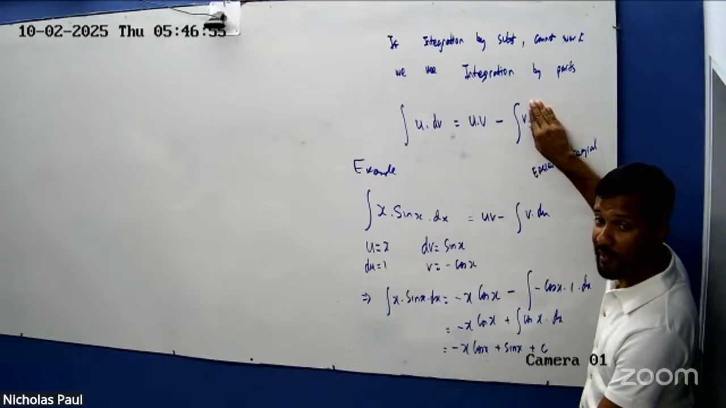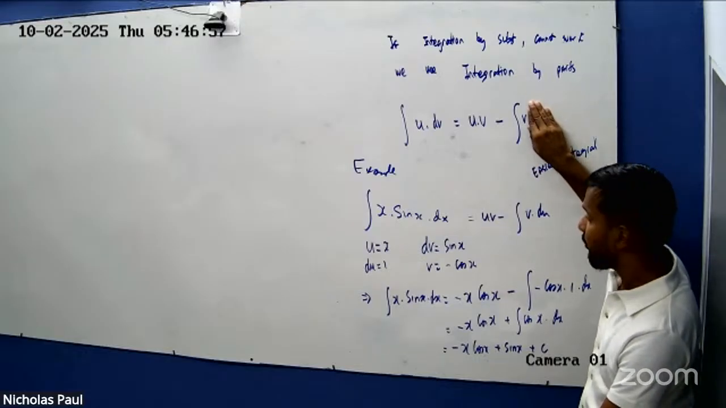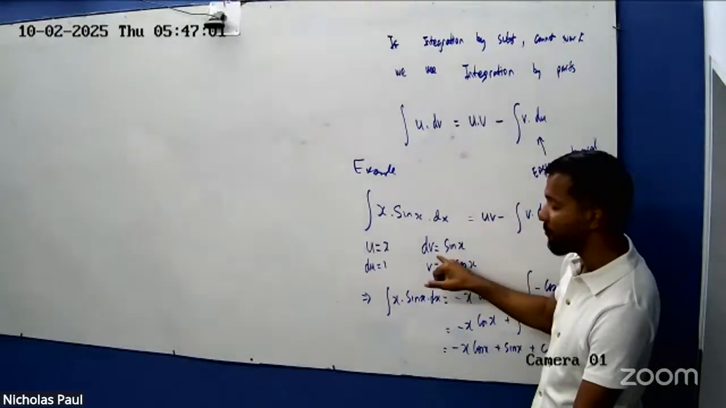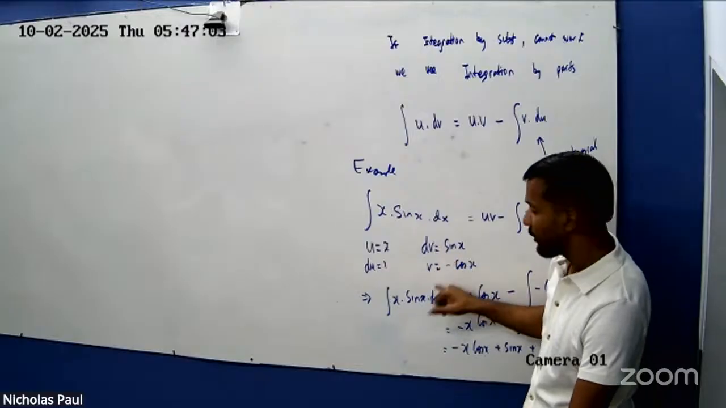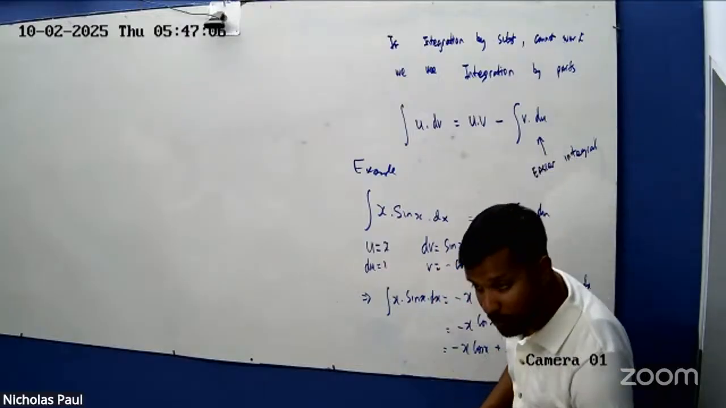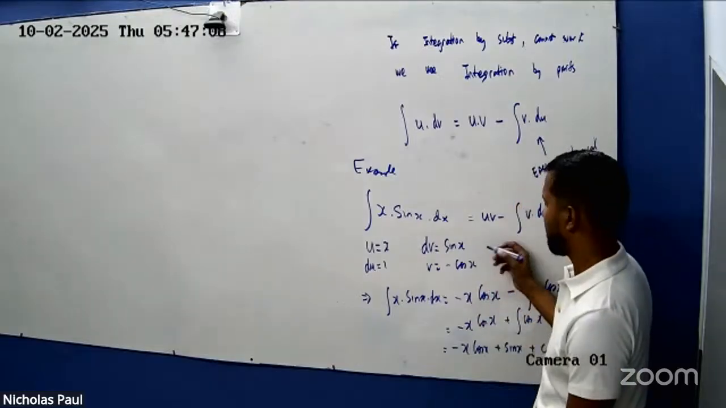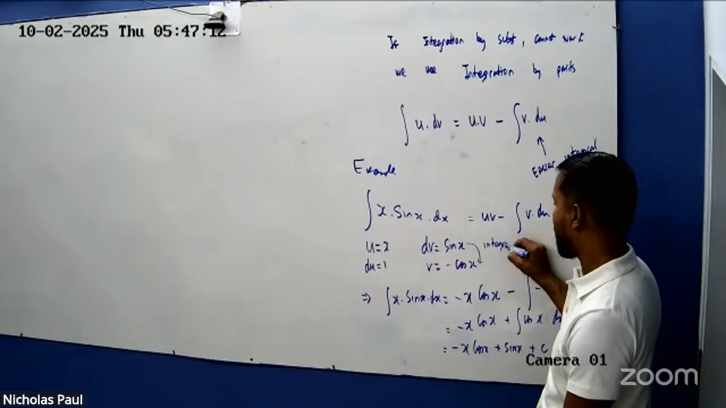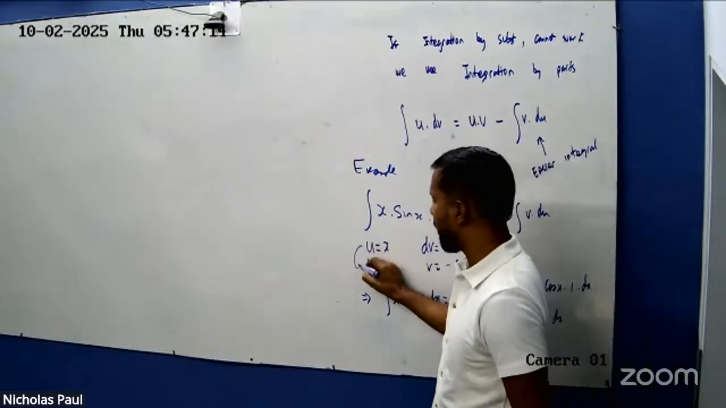So when you have to integrate v, how do I get v? If you have the differential, how do you get back the original? Integrate. So to go down here, we integrate. To go down here, we differentiate.